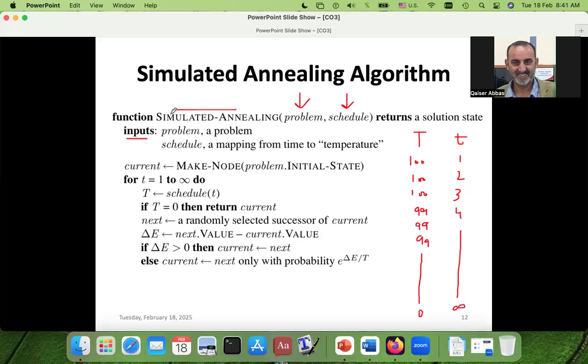So the inputs of this algorithm are the problem which we are passing and the schedule. Schedule is a mapping, and mapping normally means a function. You will give time to it and it will give you the temperature at that time, so it is a mapping from time to temperature. Here you are putting the initial state of the problem. You have to take care. I will ask you at the end whether you have understood this algorithm or not.